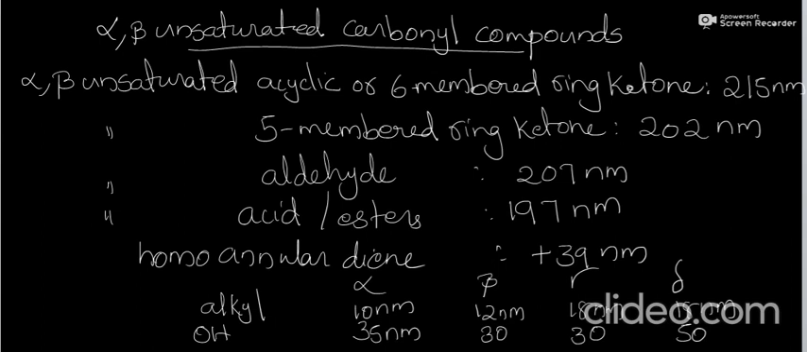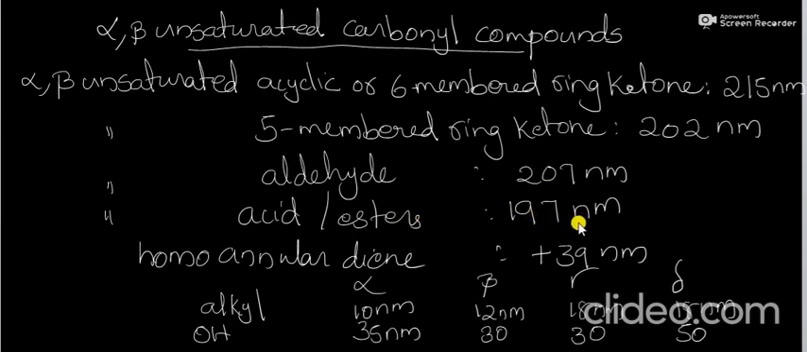This is called Woodward-Fieser-Scott rules. For alpha beta unsaturated acyclic ketone or 6-membered ring ketone, basic value is 215 nanometer. Then alpha beta unsaturated 5-membered ring ketone, basic value is 202 nanometer. Alpha beta unsaturated aldehyde, basic value is 207 nanometer. For alpha beta unsaturated acids or esters, basic value is 197 nanometer.